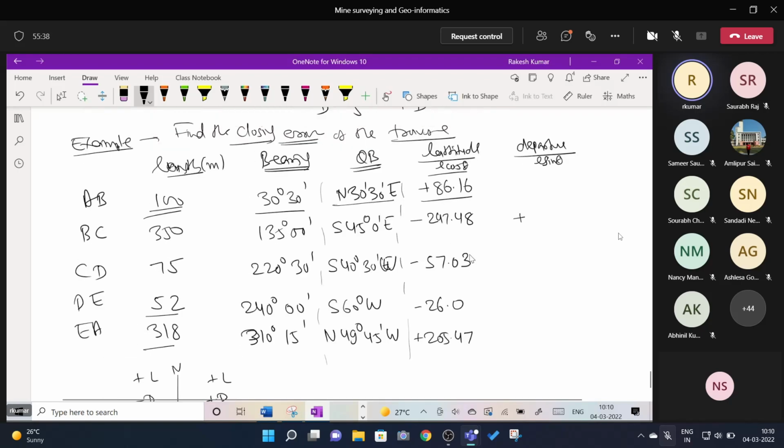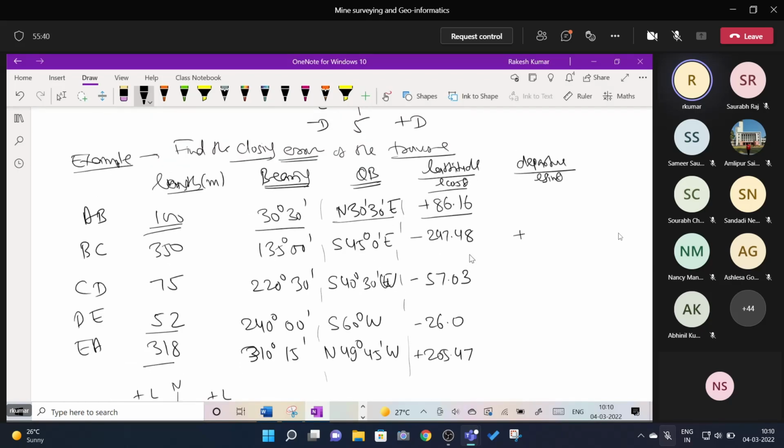Good. So likewise, you have to calculate the departure also. Let me know. If I do the plus, something plus will come. Sir, plus 50.75. Okay. Next.